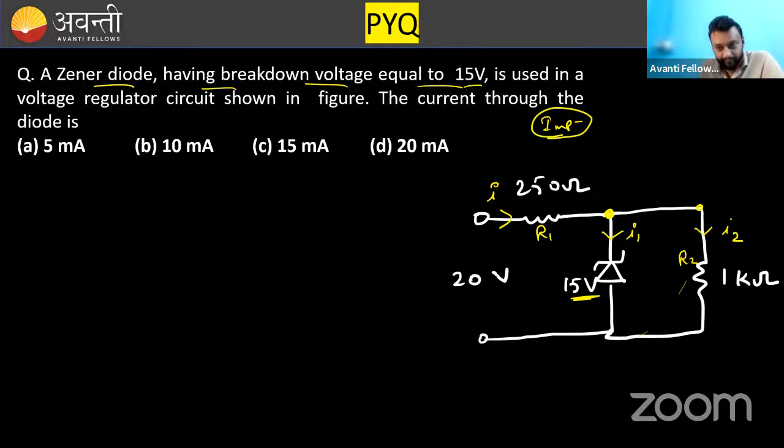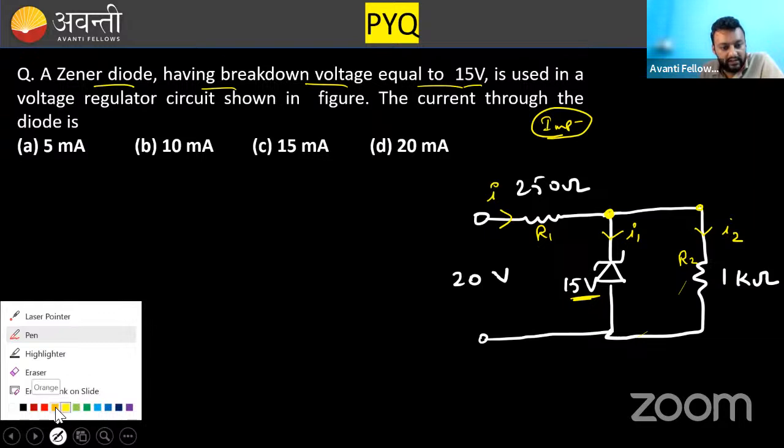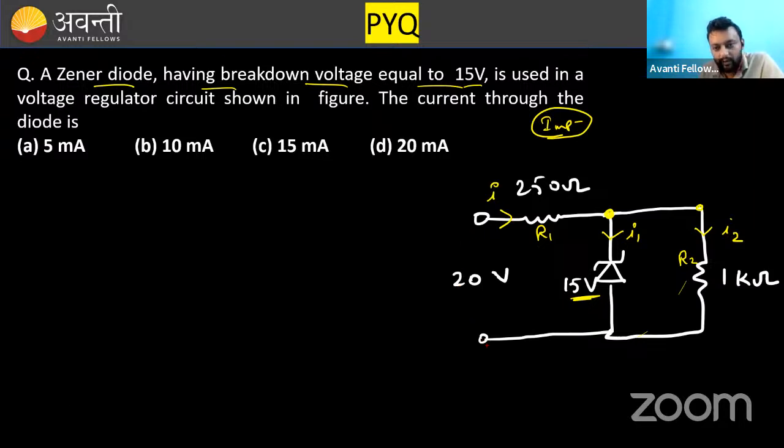Okay. Now, can you identify that 20 volt is applied as the input, out of which 15 volt is required for the Zener diode? So the remaining is 5 volt. So 5 volt will be along this series resistor. Is this point clear? The total potential applied is 20 volt, out of which 15 volt is dedicated for the Zener diode. So the remaining 5 volt is tolerated by this series resistor.